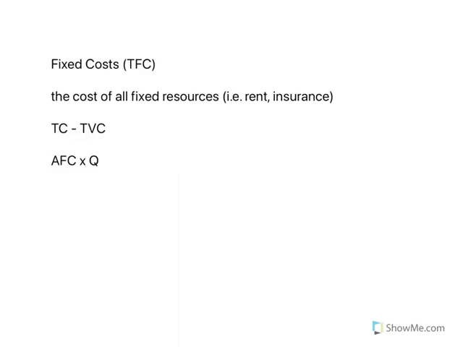So the first one is called fixed costs or total fixed costs. And yes, each of them has its own acronym, TFC. And so it's the cost of all fixed resources put together. So the cost of my rent, the cost of my insurance, right? You pay the same rent every month. You pay the same amount of insurance every month. Add all those together, you get total fixed costs. And there are 2 ways to calculate it.